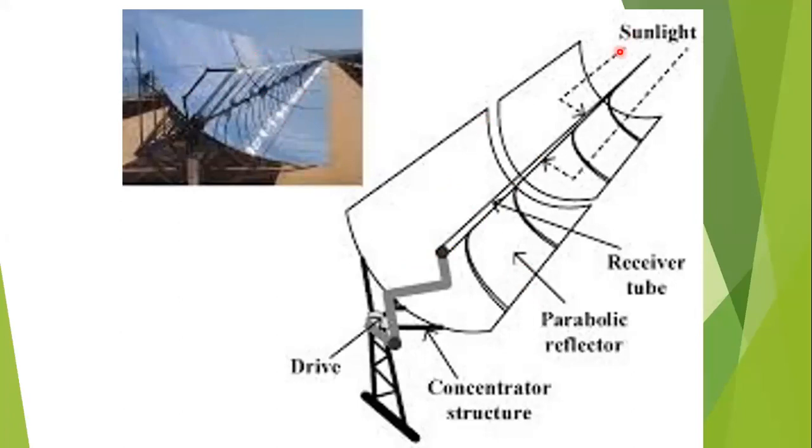This is the sunlight. Sunlight is falling on the mirrors and it is reflected back into the absorbers. These absorbers collect the rays and they give away the heat to the desired place. So this is the practical diagram of parabolic trough reflectors.